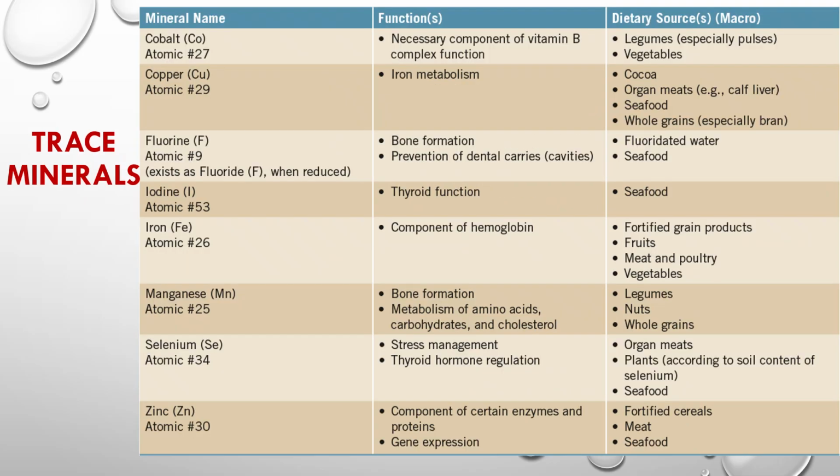Some of the trace or micro minerals, again, like cobalt, we need that for our vitamin B to work properly. Copper helps with breaking down our iron. Again, fluorine for our teeth. So again, just more if you're interested or kind of curious about what these do, but again, not something I'm going to ask you on the test.